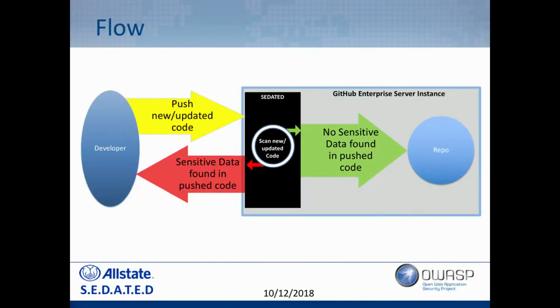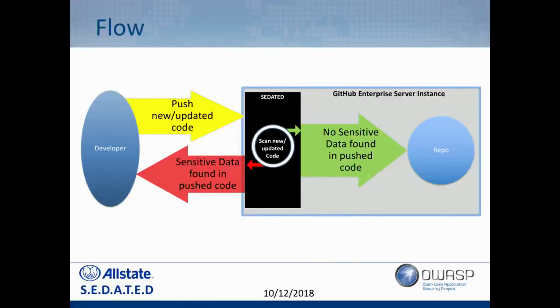It's a pre-receive hook. So what it's going to do is it's going to fire before it goes to the repository. And it's going to scan all the deltas. So whatever code the developer is pushing, it's going to scan that. And it's going to see if there's sensitive data in there. If there is no sensitive data, it'll follow the green arrow and it'll get pushed into the repository.